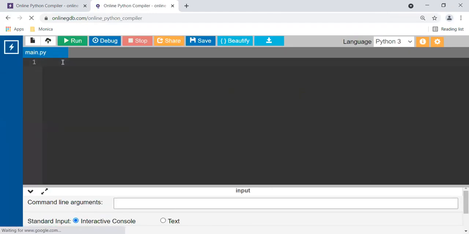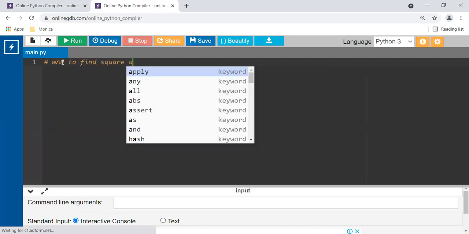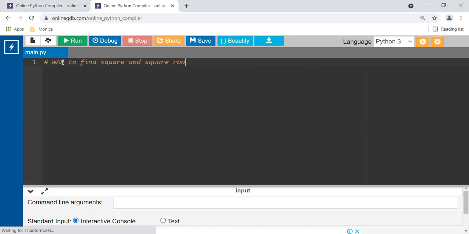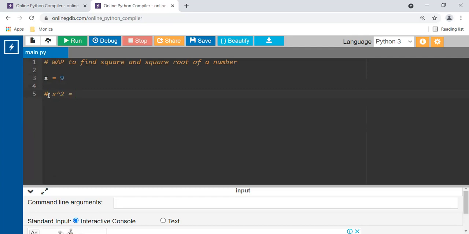I'll remove this code and I'll write our today's question. So our question is, write a program to find square and square root of number. All right. Let's say we have a number 9 and we want to find its square and square root. So I'll take a variable x, store the data 9 in it. And what do we want? We want to find x raised to 2, that is 81. As we know, square of 9 is 81. And I want to find square root of 9, which is 3.